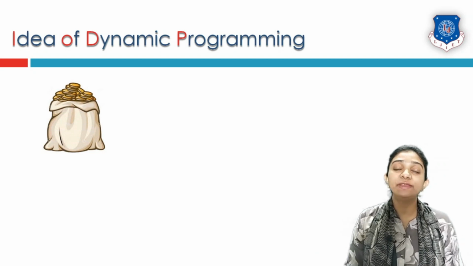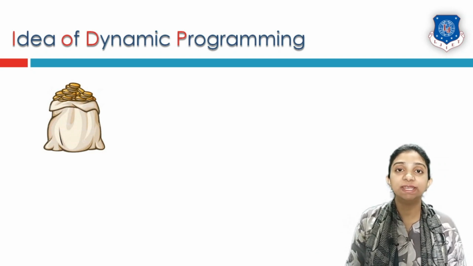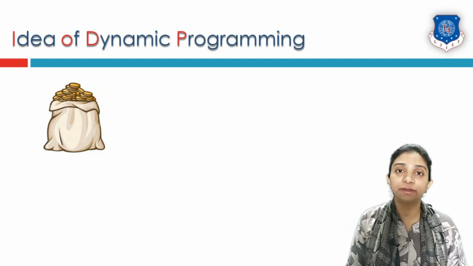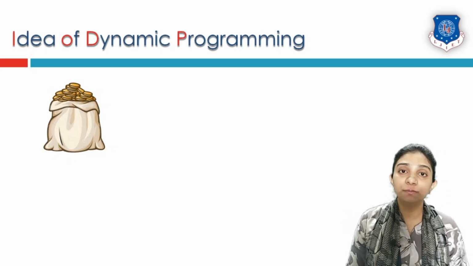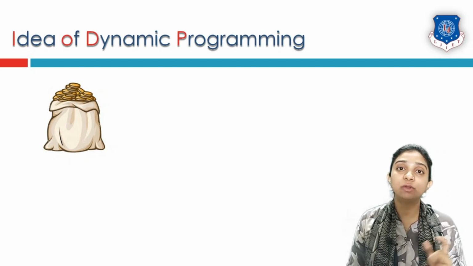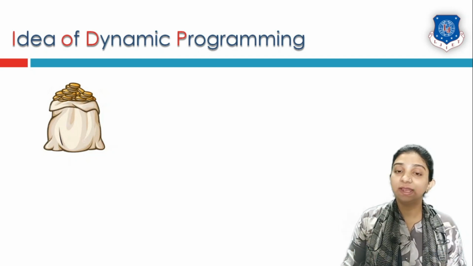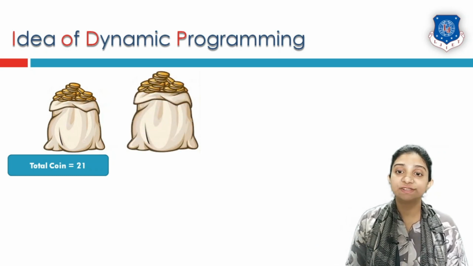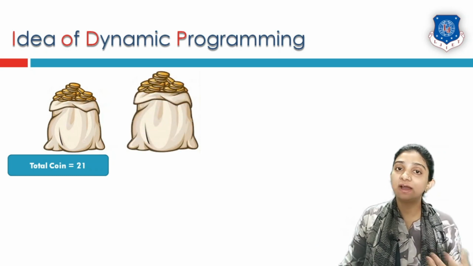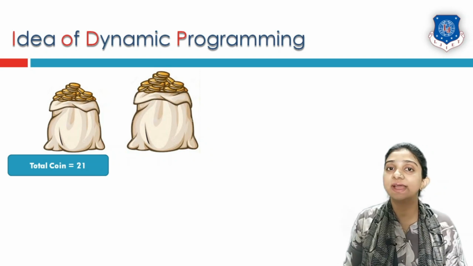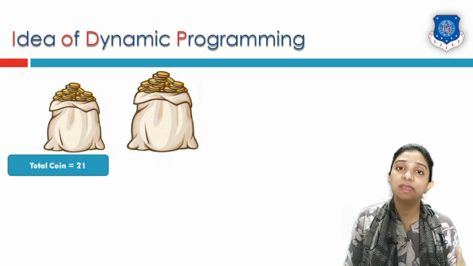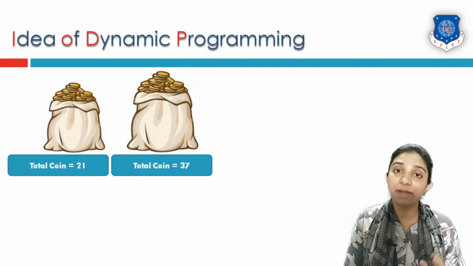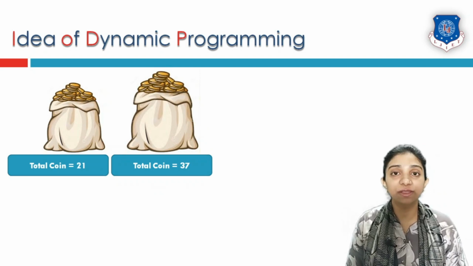Say for example, I have given you a bag which is containing some coins and ask you to find out how many coins are there in the bag. Being a normal person, you will keep on counting coins one by one. So in a bag, let us say there are total 21 coins. If I give you another bag which is containing more coins and ask you how many coins are there in that bag, being a normal person, again we will count by taking out one coin at a time. And let us say that bag contains total 37 coins.